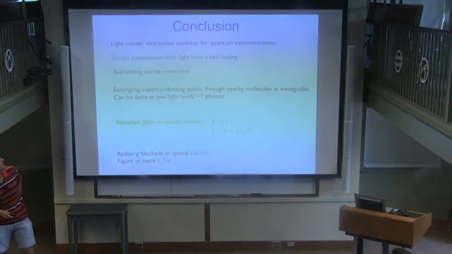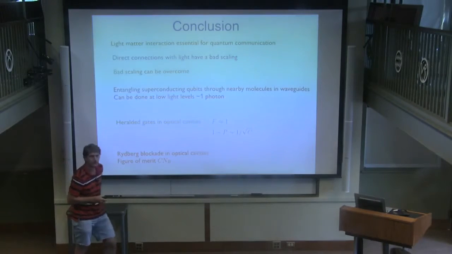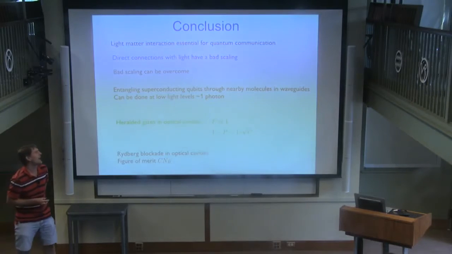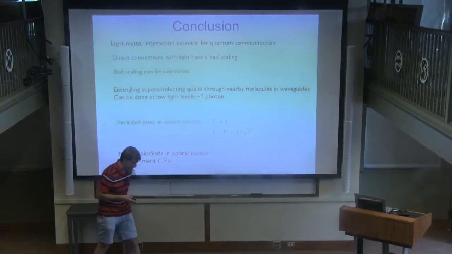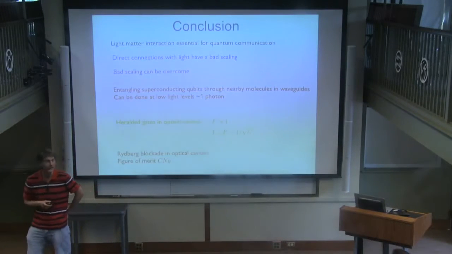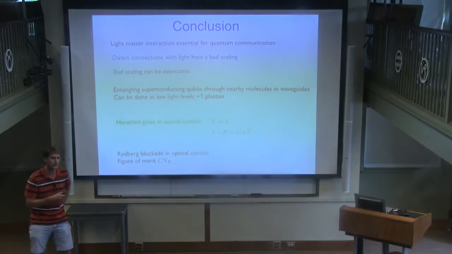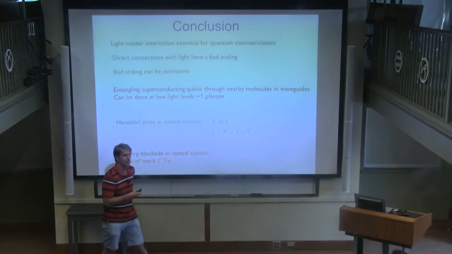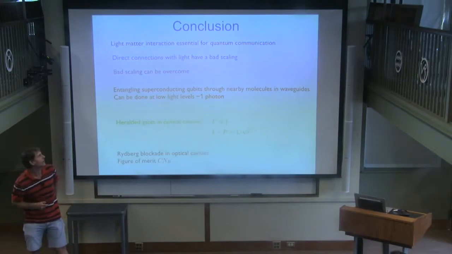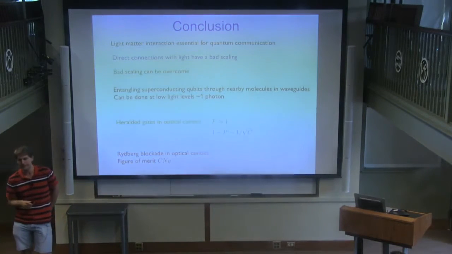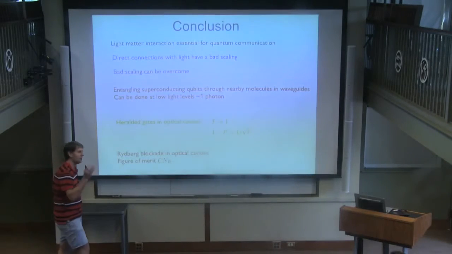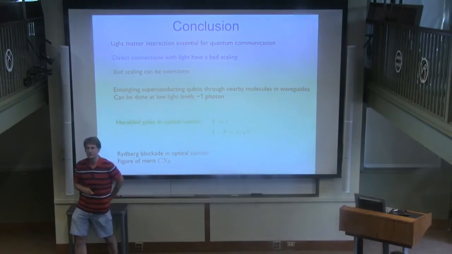So let me go to the conclusion. Probably too early. All right, so what I've tried to argue here is that we need this coupling of light and matter. We need it for doing quantum communication. If we try to do it directly, if we're not careful, then we typically get something bad. But there's hope. If you play around with these parameters, you can get a better scaling, depending a little bit on the protocol, and there's always some price you have to pay. But that's just what you'll have to do.